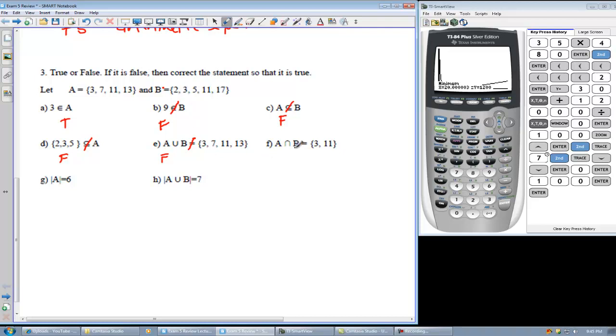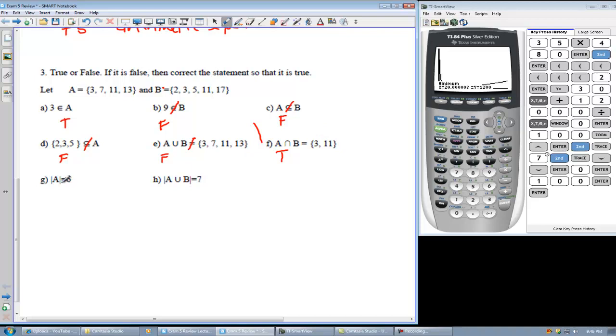A intersect B, this is what they have in common. So they have a 3 in common, yes. They have a 7 in common, no. They have 11 in common, yes. They have a 13 in common, no. So yes, this is a true statement. They have 3 and 11 in common, and that's it, nothing else.